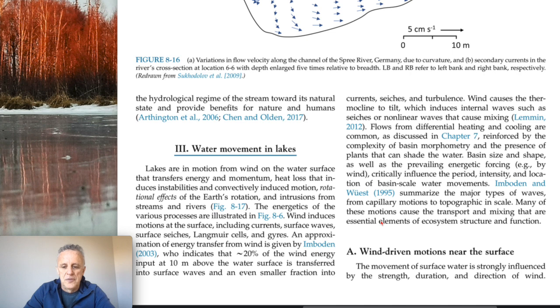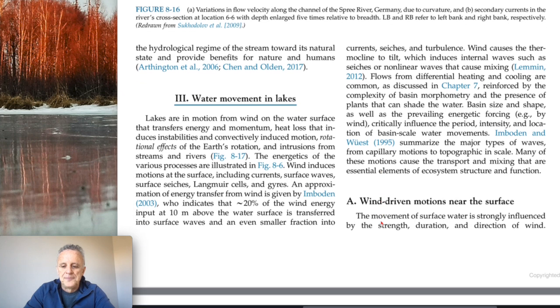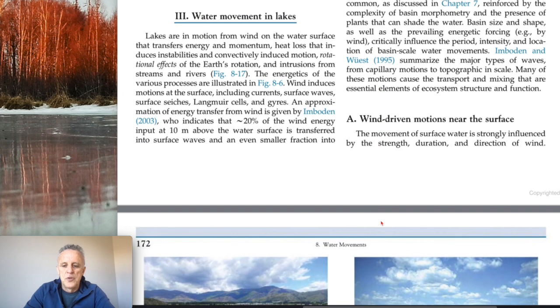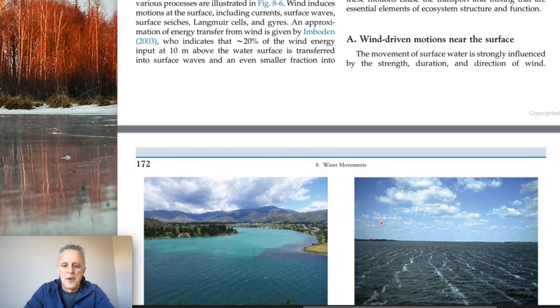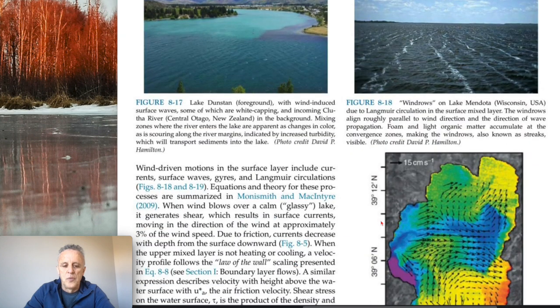Flows from differential heating and cooling are common, reinforced by the complexity of basin morphometry and the presence of plants that can shade the water. Basin size and shape, as well as the prevailing energetic forcing, critically influence the period, intensity, and location of basin scale water movements. So, wind-driven motion near the surface. The movement of surface water is strongly influenced by the strength, duration, and direction of wind.